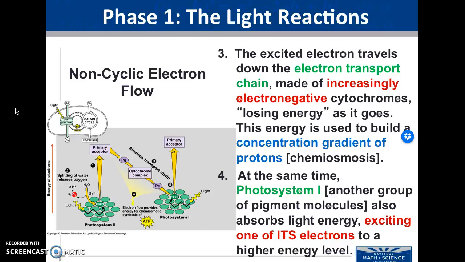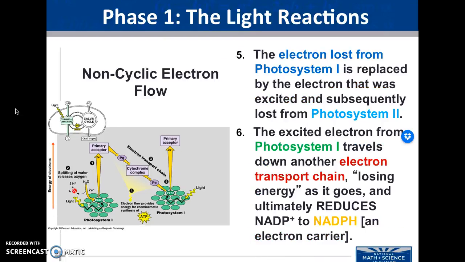We can hopefully see where this is going, that the electron that is slowly losing energy and coming back down to its unexcited state is going to replace that lost electron in the P700 photosystem. So that electron lost from photosystem 1 is replaced by the electron that was excited and subsequently lost from photosystem 2. I know that it's backwards, but photosystem 2 is the first thing that gets excited. Photosystem 2's electron that was excited has moved down the electron transport chain, and it arrives at photosystem 1.